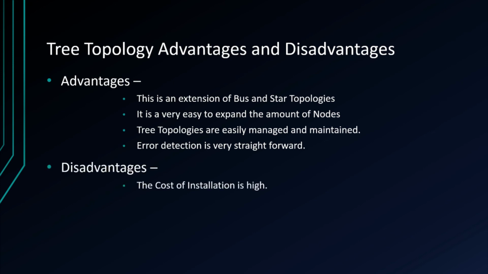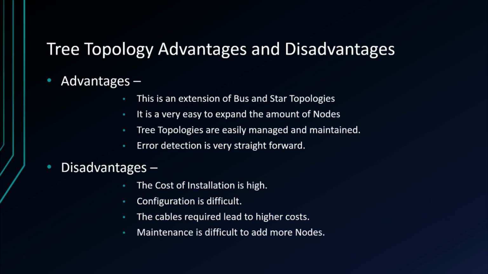Disadvantages: the cost of installation is high, configuration is difficult due to the hierarchy. The cables required lead to higher costs. Due to it being a hierarchy, it means more cable is usually needed, which bumps up the cost of maintaining and creating the network. And maintenance is difficult to add more nodes.